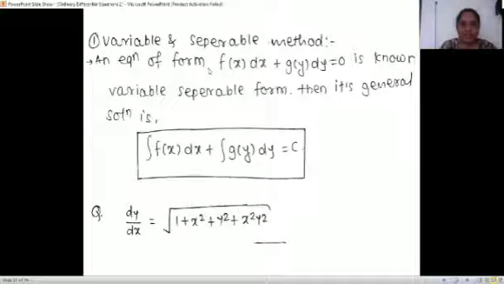We have less than 1 minute remaining. So we'll come back shortly. Till then you can try this. Take y square common and try to separate the variables.